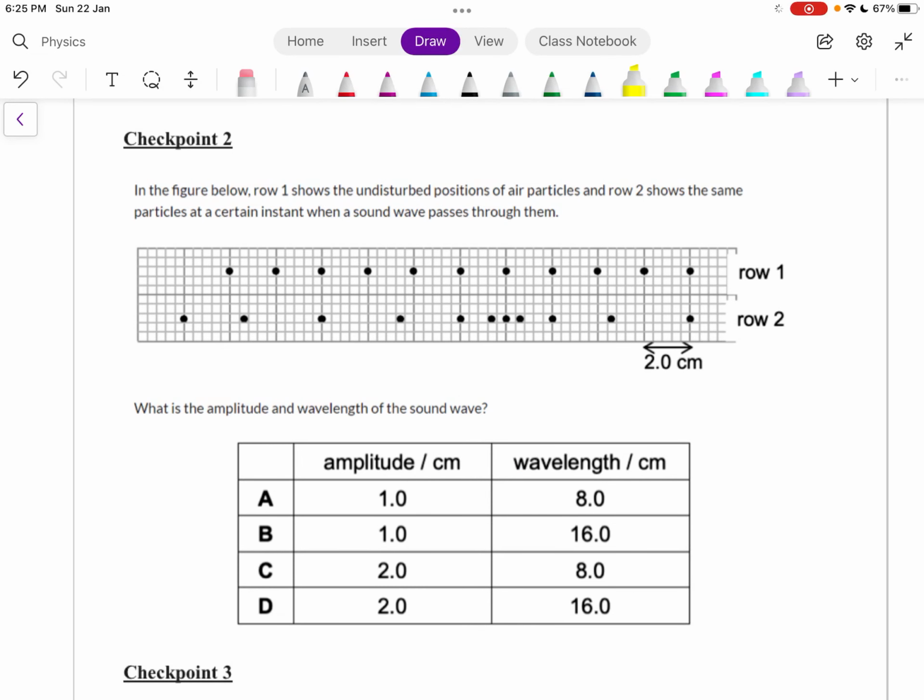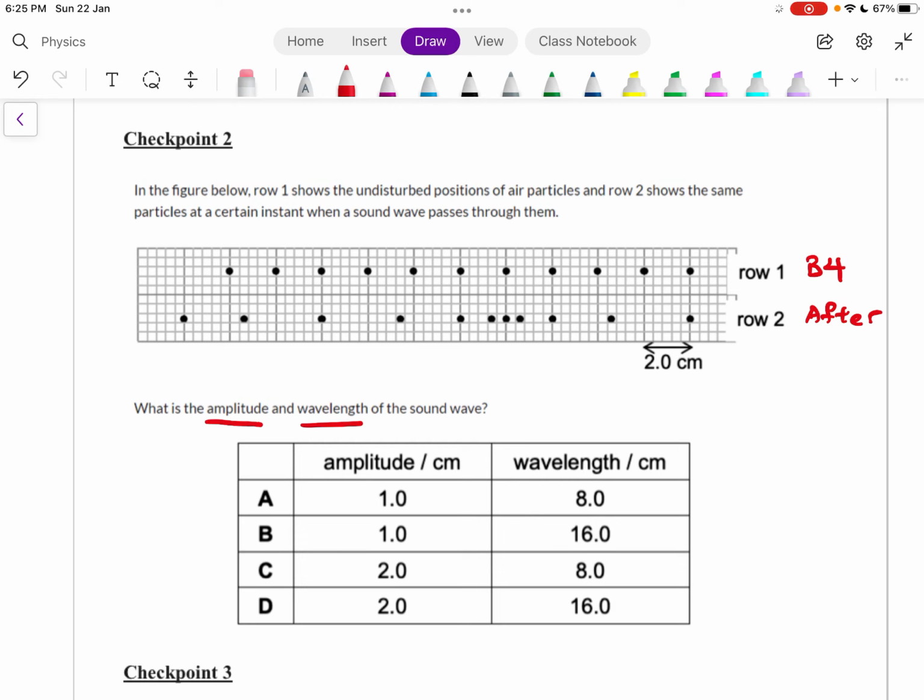Alright, so let's go through checkpoint 2 of the sound. In the figure shown, row 1 shows the undisturbed position, so this row 1 is actually no sound, before sound. After that, row 2 shows the after sound. So what is the amplitude and what is the wavelength of the sound wave?